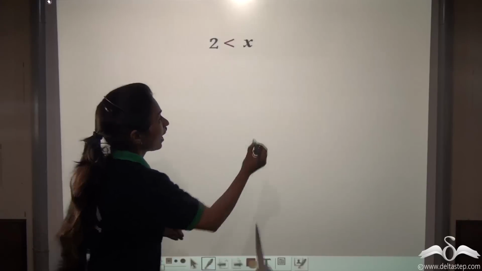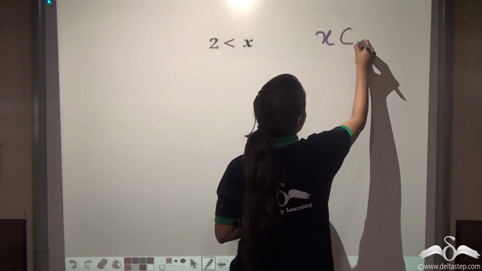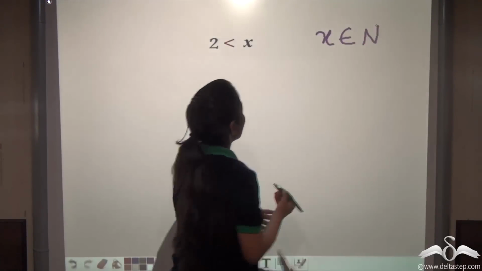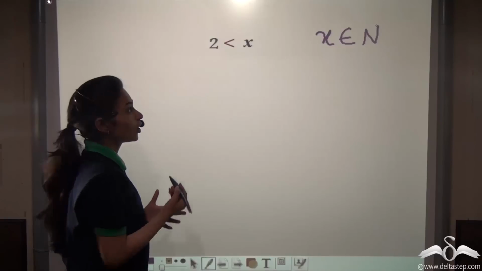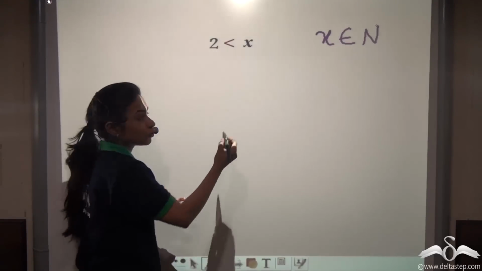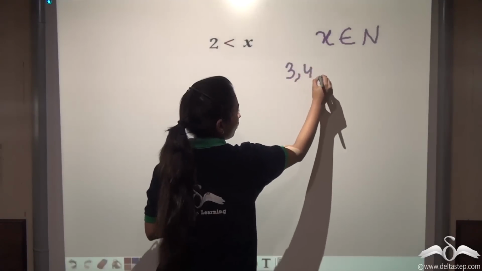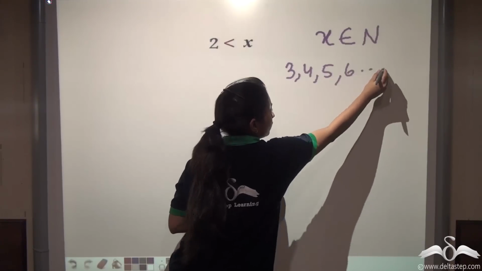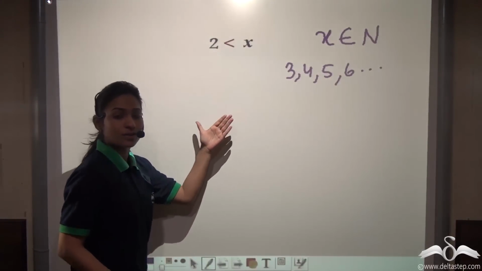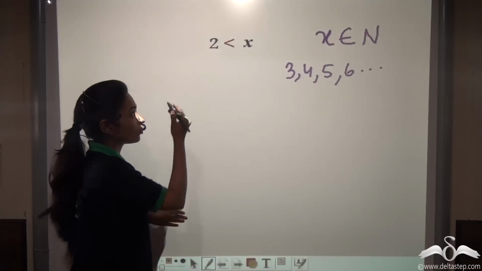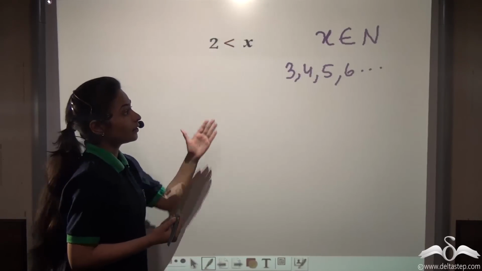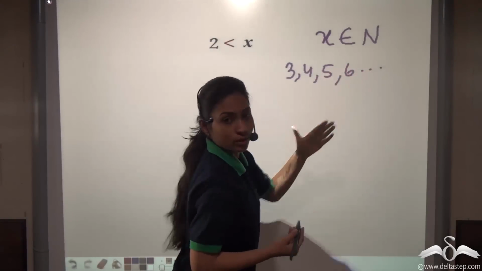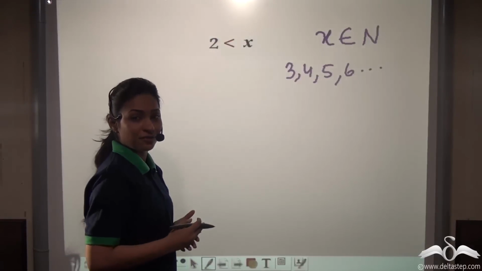So say x belongs to natural numbers. Then what will be your solution? You can say that x is greater than 2, so 3, 4, 5, 6 and so on. Similarly, for whole numbers, real numbers and integers, you know how to solve this. But here, every time we are getting this "and so on". That means it is going towards infinity.